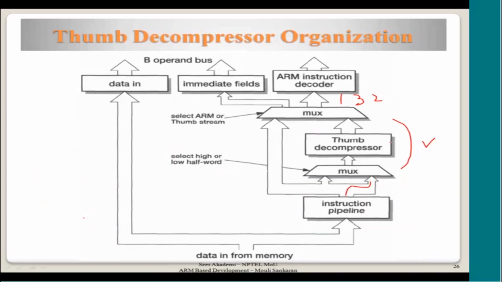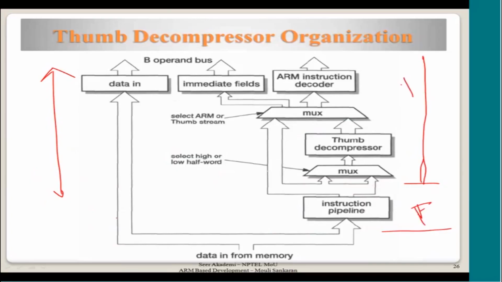So if suppose you have missed out something, let me explain this a little bit more. This is the internal organization inside the processor. This is the instruction fetch stage, and the whole thing is the decode stage. This is the decompressor part of the decode logic, and this is normal decoding of the instruction and identifying the register operands and all that.